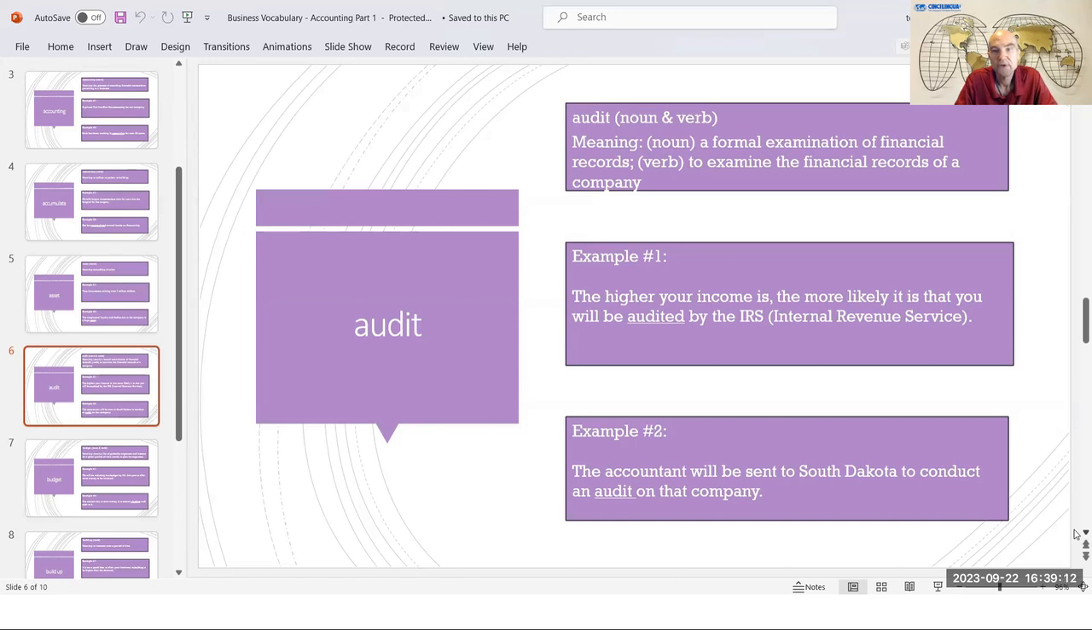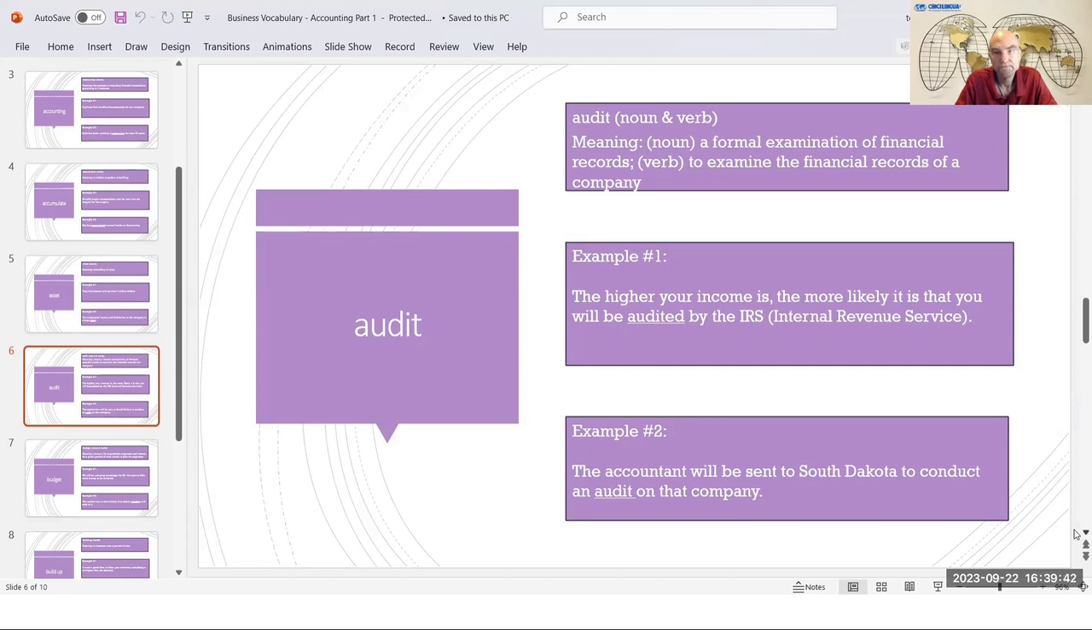Our first example reads, the higher your income is, the more likely it is that you will be audited by the IRS, the Internal Revenue Service.